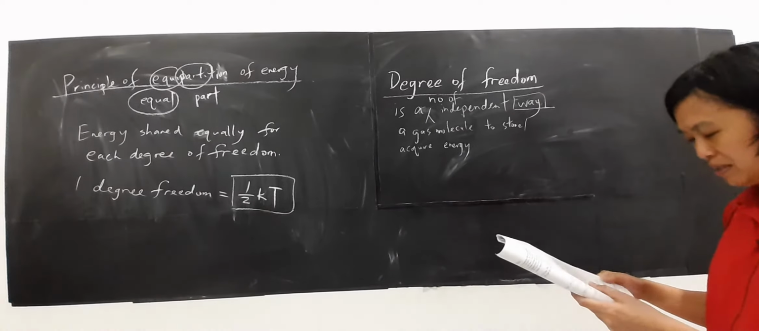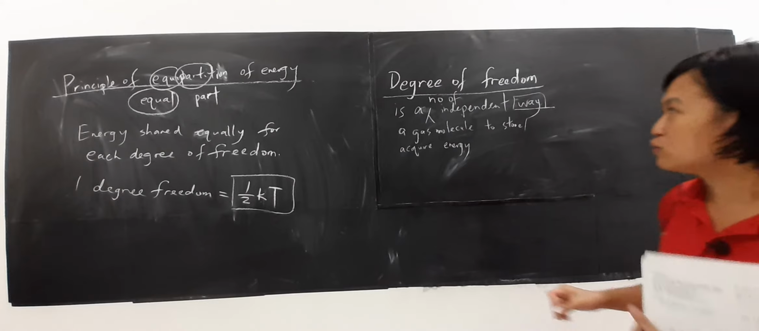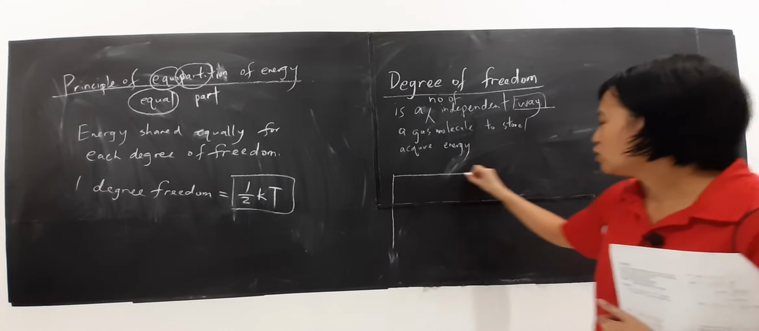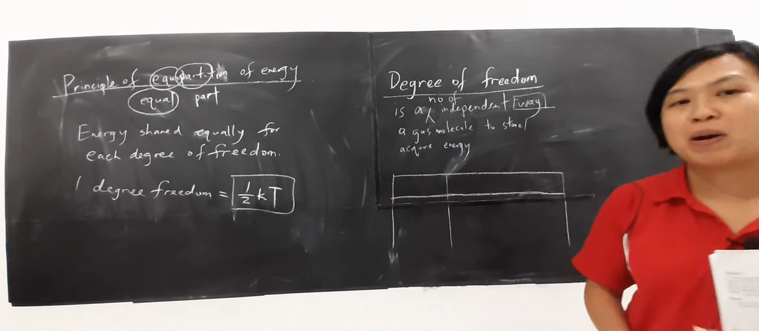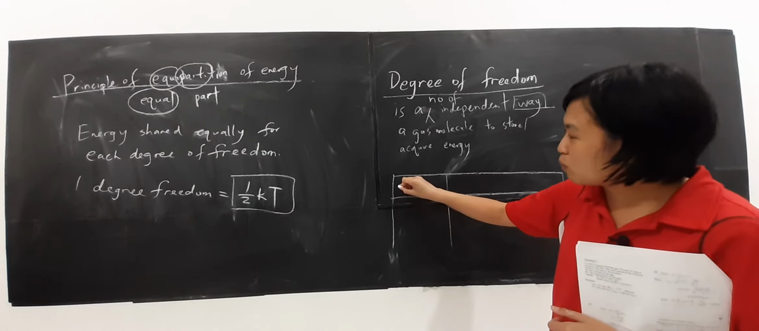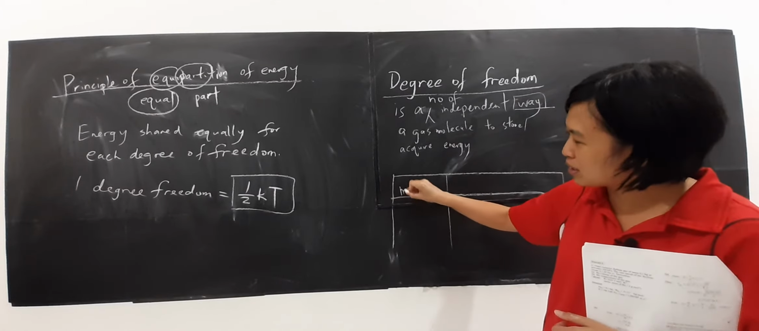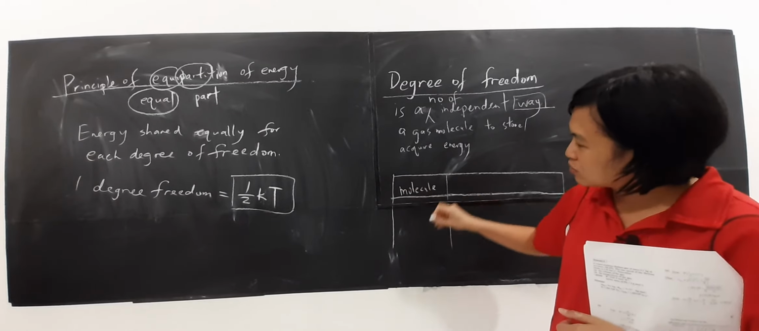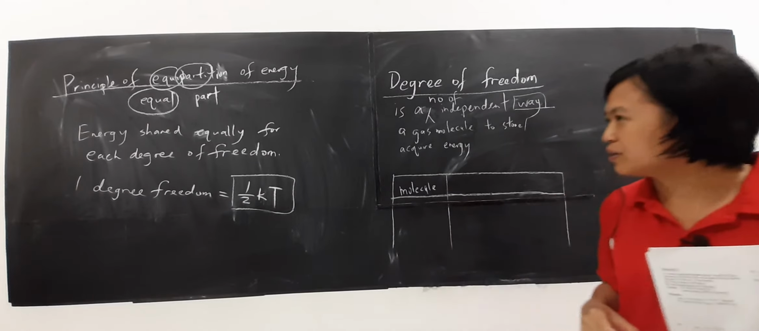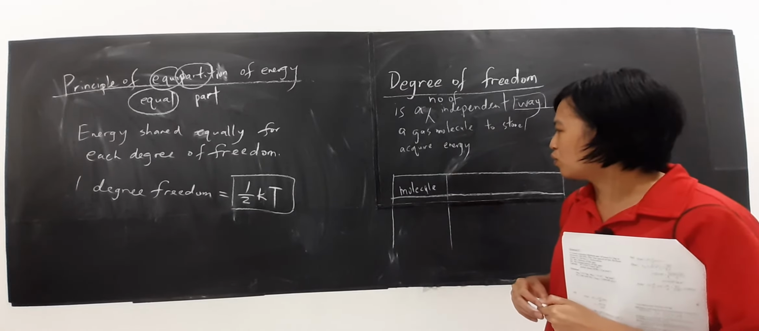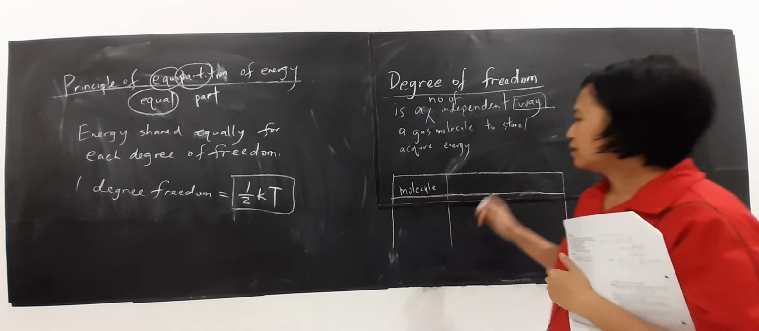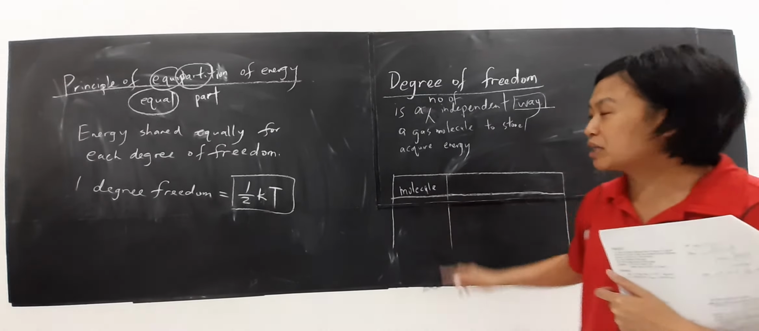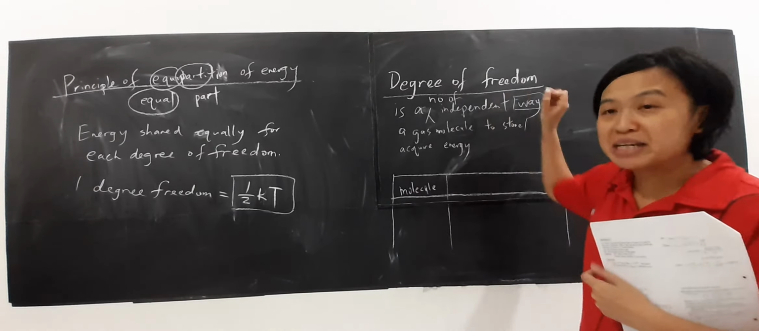For example, for different kinds of molecule. Untuk molekul yang berbeza, contohnya, we refer to the class. For information, different types of molecule, degree of freedom, nilai dia lain.